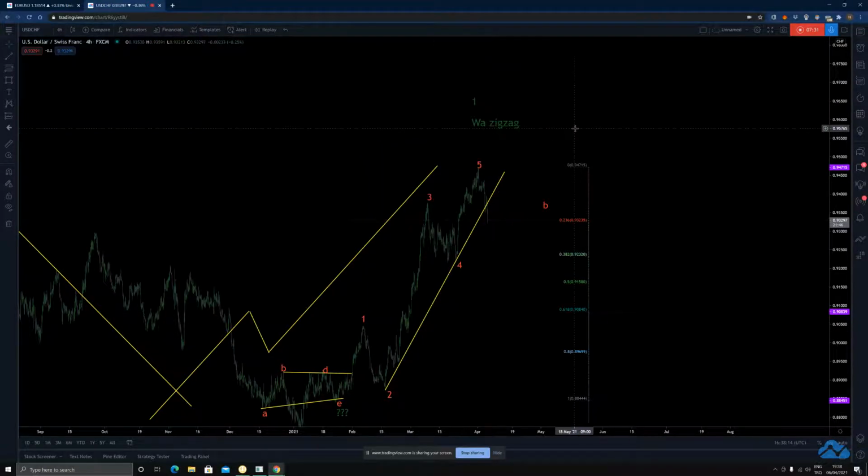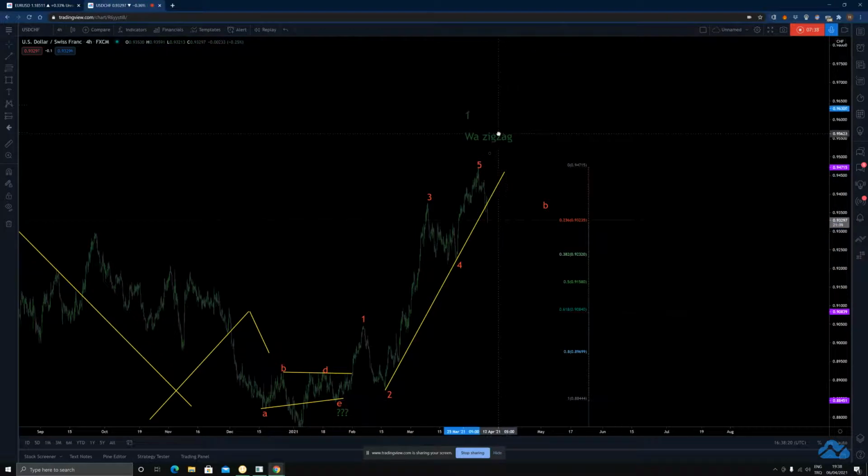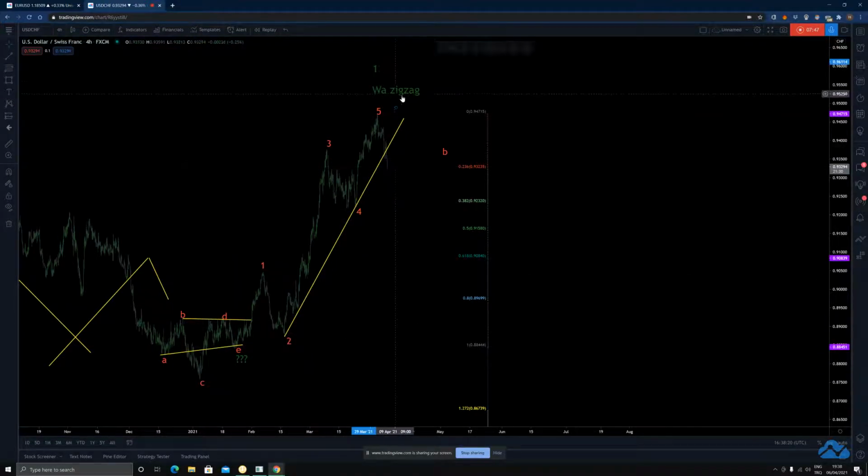So this is what I have now. If we're right about where we started counting, so if this is a reversal pattern, this is what's going on. We either have the first wave or wave A. So if we have this impulsive move as a first wave, this is one solution.